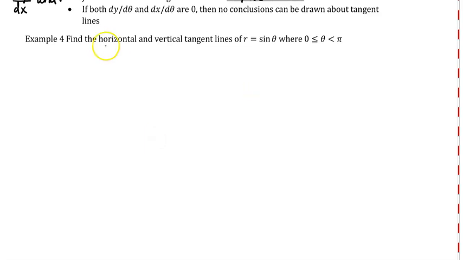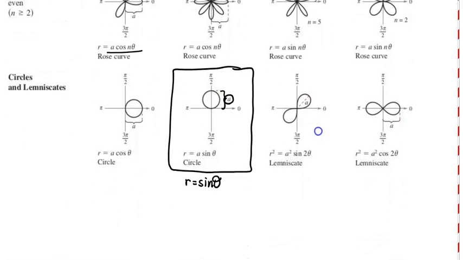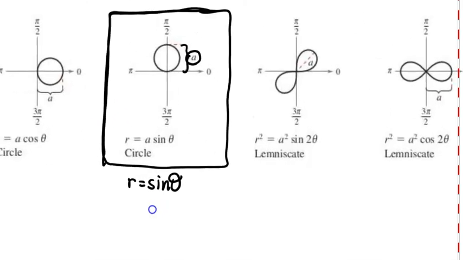We want to find where the polar function r equal to sine theta has horizontal and vertical tangent lines. First, let's just get an idea of what the graph of r equal to sine theta looks like. So I'm scrolling up to the graphic that includes polar functions, and you will be given this graphic on the final exam. r equal to sine theta looks like a circle. a is 1 in our case, so it's a circle with a diameter of 1. Notice that that circle is sitting on top of that polar axis.